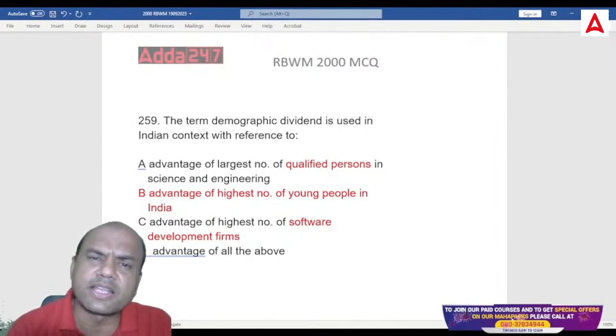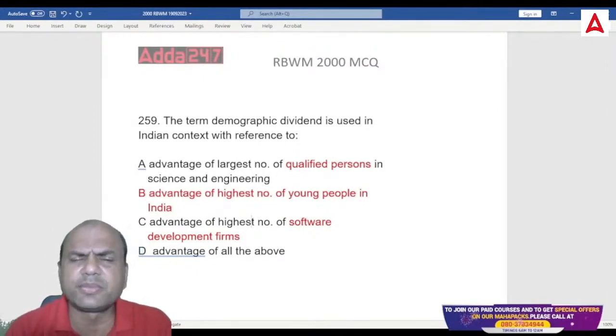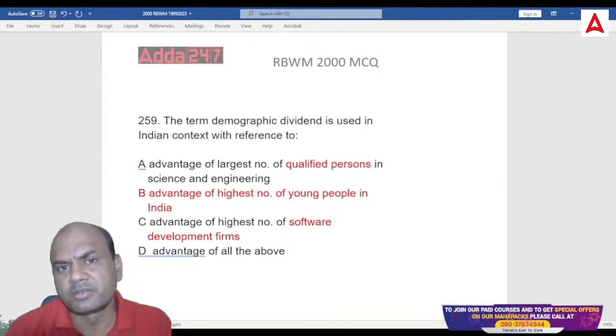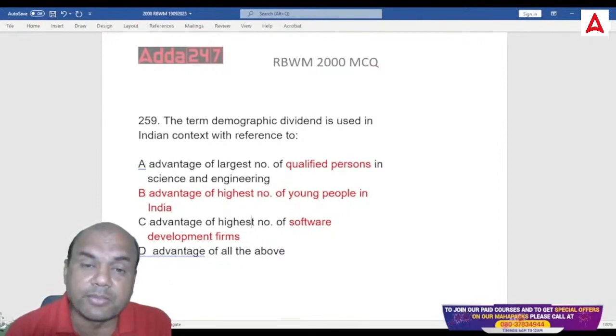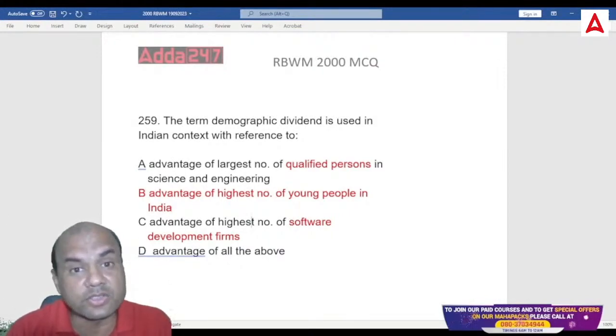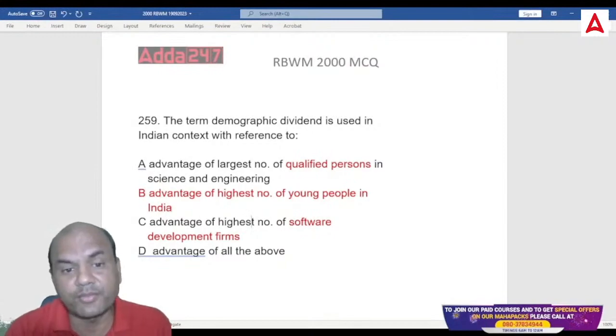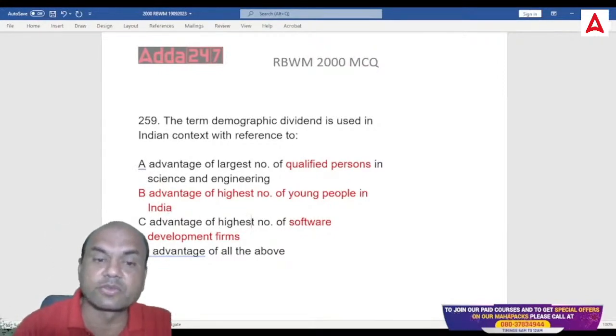Do you know which country is aging now? Aging means all of them are getting old. Japan, correct. Japan is aging. Second, China is coming up in the same line. China is also aging now. So that is the biggest disadvantage to these countries.